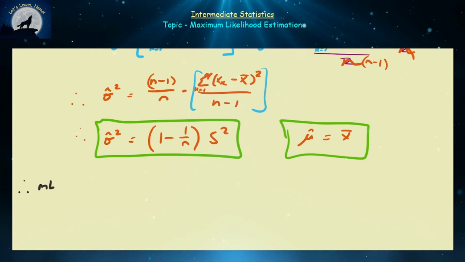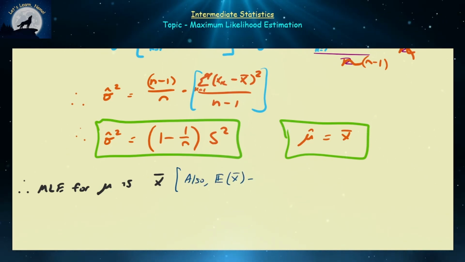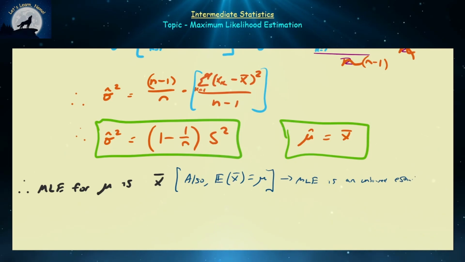So the maximum likelihood estimator, the MLE for short, for mu is x bar. And if you remember, there's another special property about this. Also remember that the expectation of x bar is equal to mu as well, the same x bar. So this means that the maximum likelihood estimator is an unbiased estimator of mu. So the maximum likelihood estimate is also unbiased.